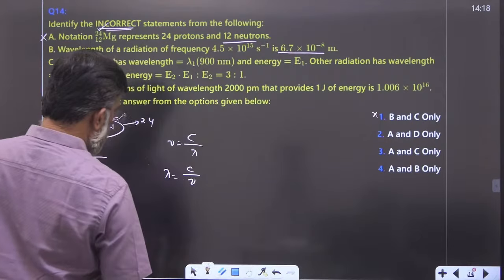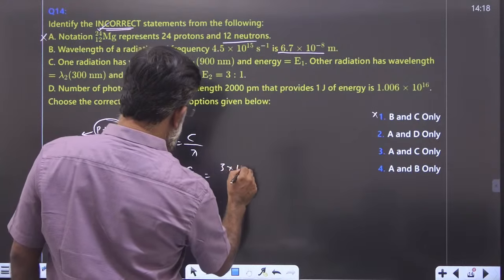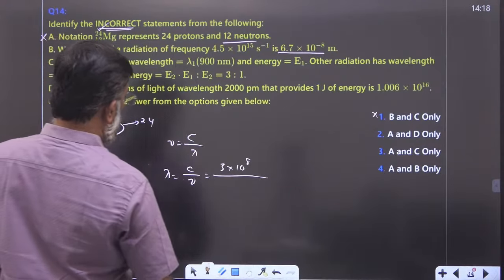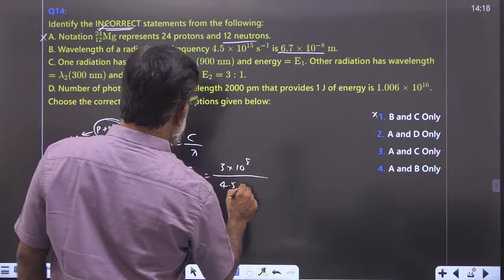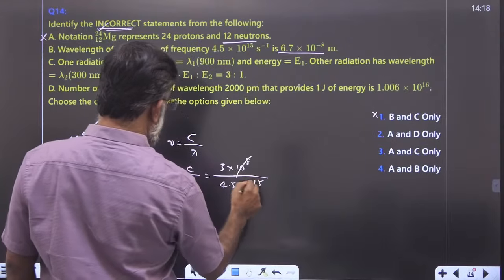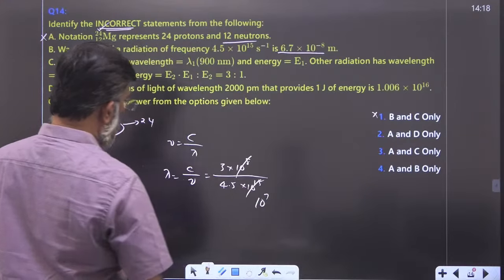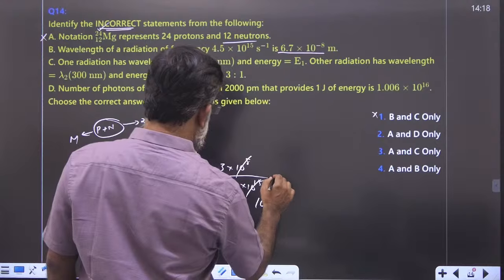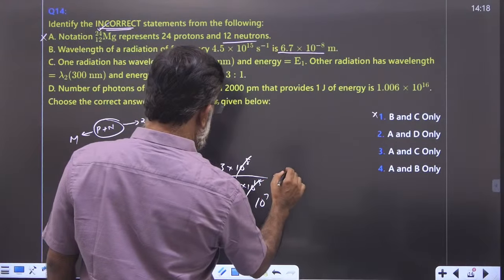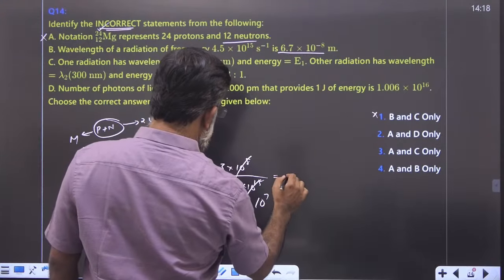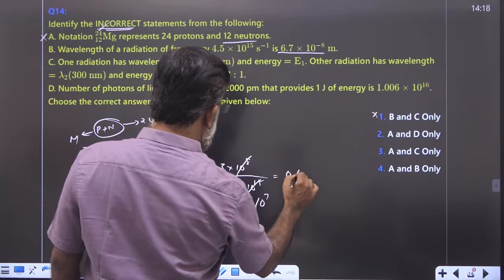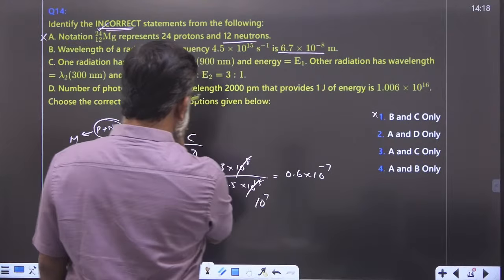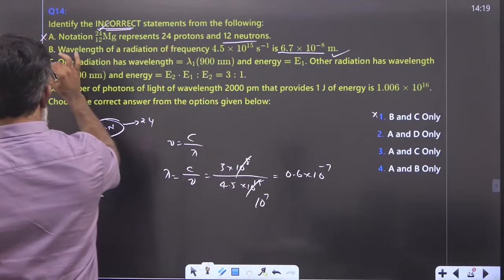C by nu, 3 into 10 power 8 divided by frequency 4.5 into 10 power 14. ഇത് 10 power 7 ആയി. 3/4 എന്ന് പറയുമ്പോൾ ഒരു 0.75, 0.6. ഇത് വരും കേട്ടോ, ഇത് വരും. 0.6 something into 10 power minus 7. Yes, it will come. ഇത് വരും. So this is a true statement.